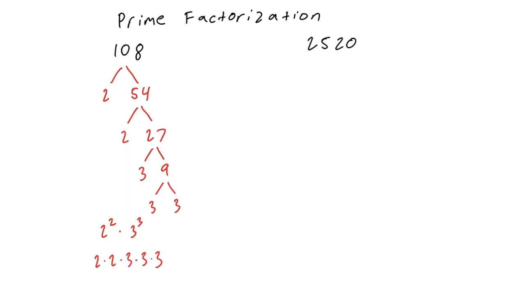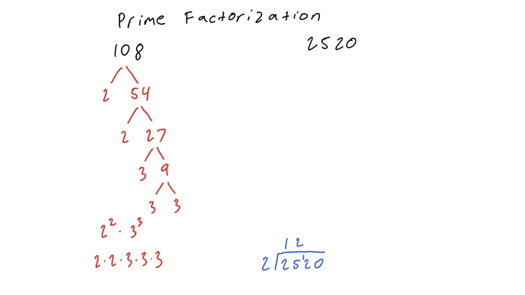Now for this other number, I'm going to use the other method that I mentioned. The method I just used was the tree method, and now we're going to use what's called the ladder method. So instead of going from top to bottom, we're going to go from bottom to top. So 2520, and we're going to start by dividing by 2 because it's even. 2 goes into 2 one time. 2 goes into 5 two times with 1 left over.